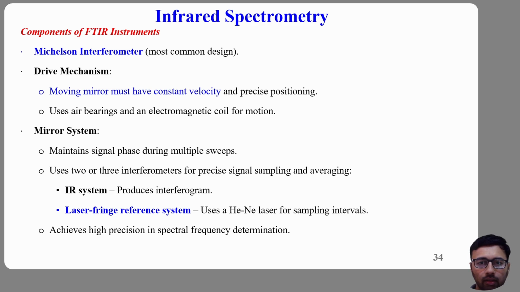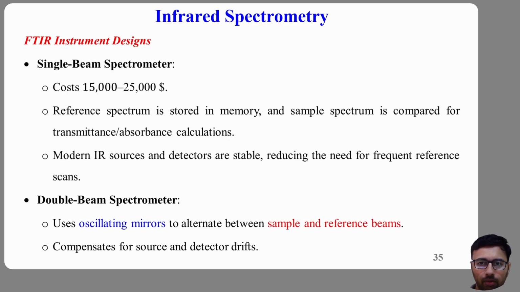Now, let us discuss why modern laboratories overwhelmingly favor single beam FTIR systems. Historically, double beam systems were preferred because early IR sources and detectors were relatively unstable. Continuous reference correction was necessary, but modern technology changed everything.